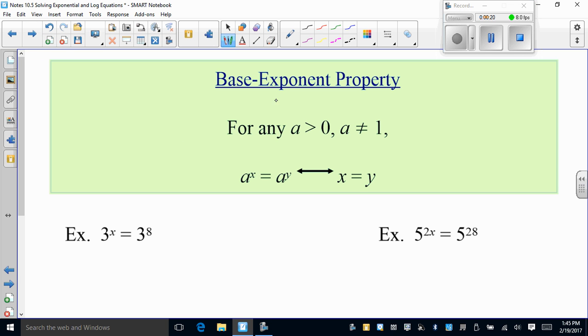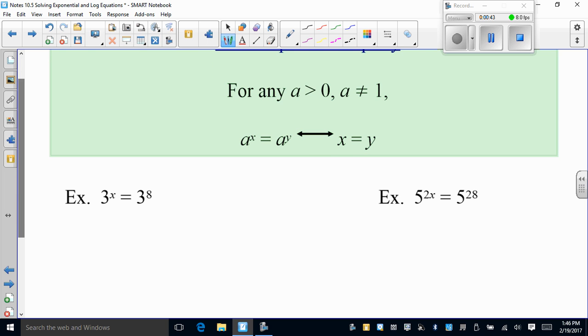For any a greater than 0, a cannot equal 1, then a to the x power equals a to the y power means that x must equal y. So if you have the bases the same, you just have to get your exponents to be the same. On this one here, 3 to the x equals 3 to the 8th. We can cross out our bases and simply claim x has to be 8. For these to be equal, x would have to be 8.